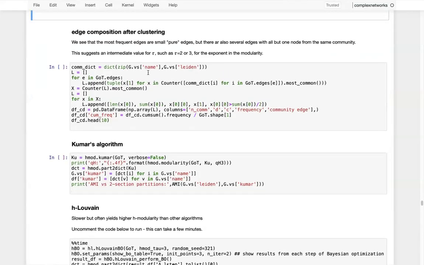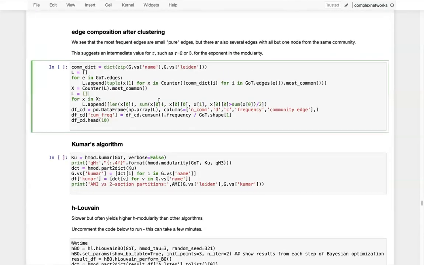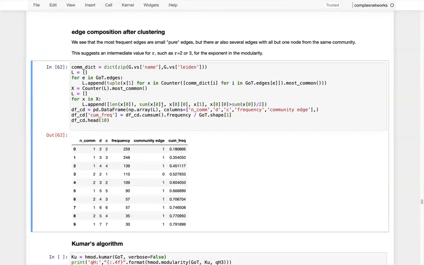And another thing we can do is to look at the edge composition. So do we have mostly community edges? Is the clustering really separating the vertices so that the edges remain pure, or almost pure? And it seems to be the case with our best Leiden clustering on the two-section graph.